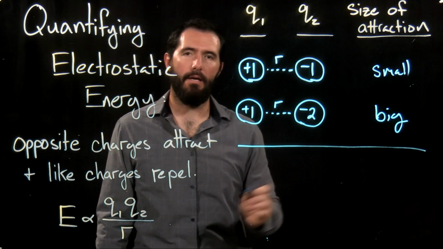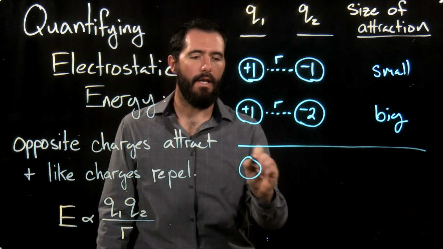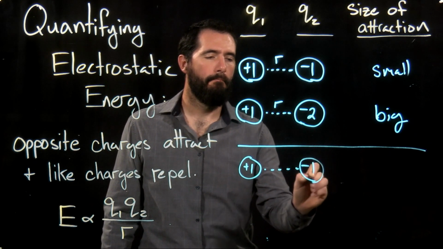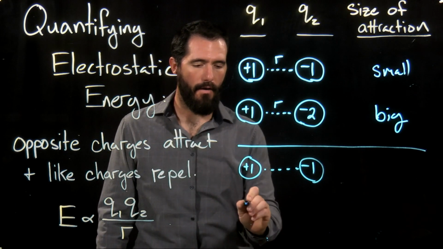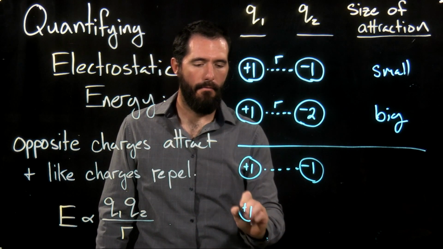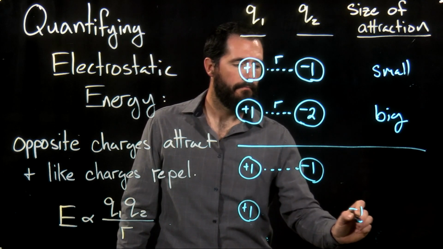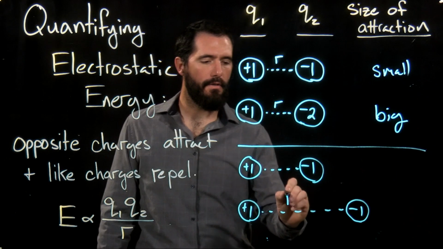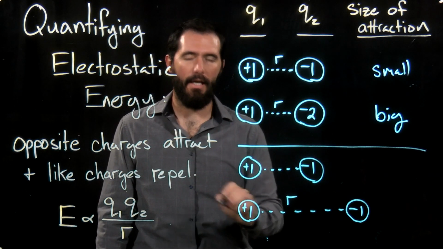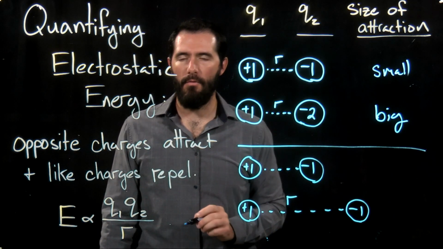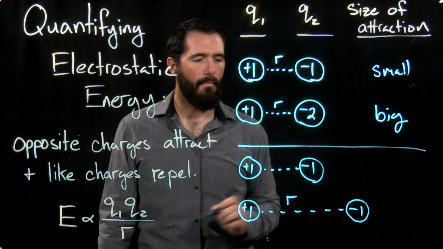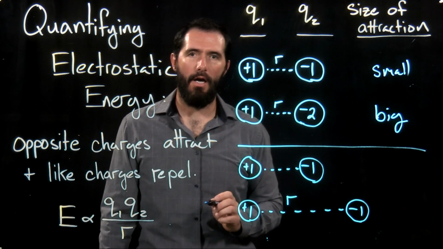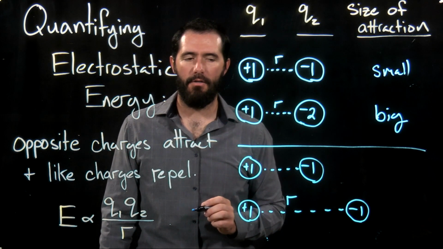Let's do another example below and compare the radius. So here we have a +1 particle and a -1. Essentially the same scenarios up here, but let's compare it to this. Here I've increased the radius for the second example down here. So take a few minutes, maybe pause the video and think about which of these will have a stronger attraction and which will have a smaller attraction.